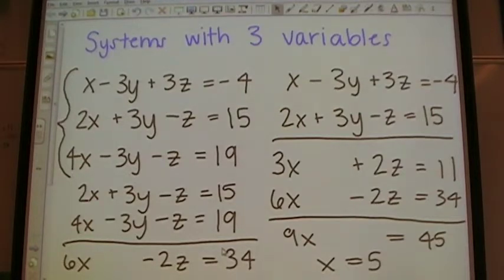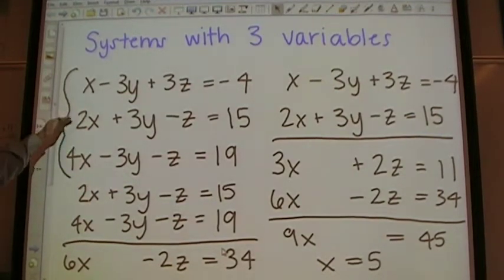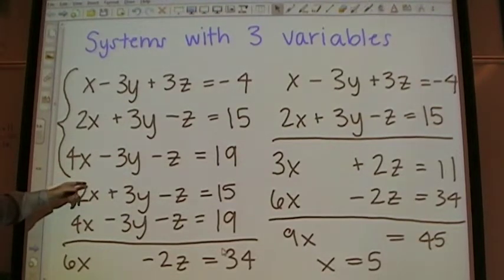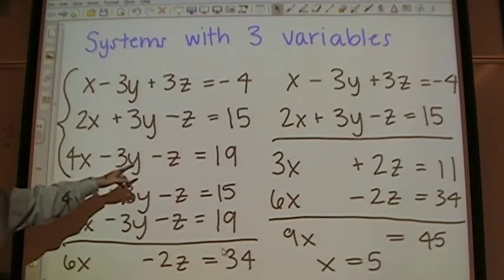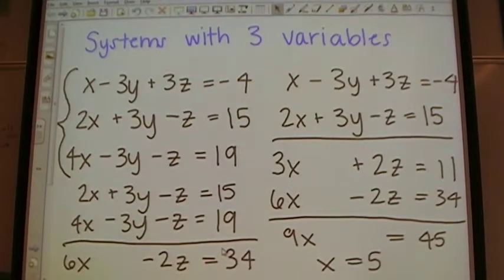So what I did, I took the second equation and third equation first. Why not the first? You can. It doesn't matter the order, but I'm going to do that next. I took the second and third, lined them up, and just added the two together. So you get 6x minus 2z equals 34. Give you a second to write that down. If you have a question, let me know.